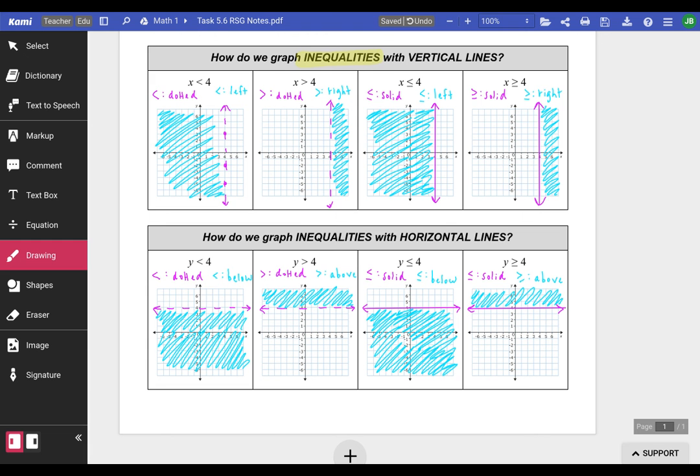So again, this is really just using a lot of the ideas we learned about inequalities in general, but now applying them to vertical and horizontal lines. So on Wednesday, you'll get your last Ready, Set, Go assignment, and it'll be graphing all inequalities with some of these verticals and horizontal lines mixed in.